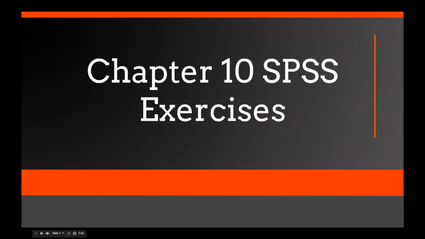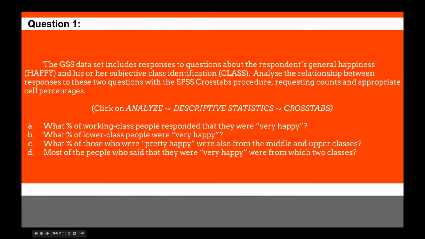Today I'll be going over the Chapter 10 SPSS exercises. So the first question: the GSS dataset includes responses to questions about the respondent's general happiness, the variable happy, and his or her subjective class identification, class. They want you to analyze the relationship between responses to those two questions with the SPSS crosstabs procedure, requesting counts and appropriate cell percentages.